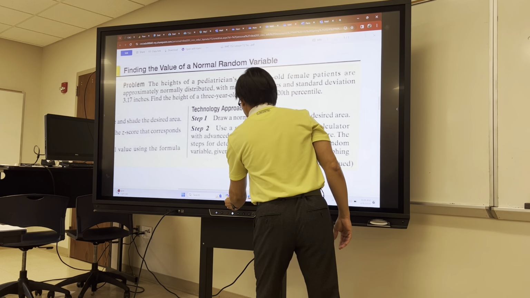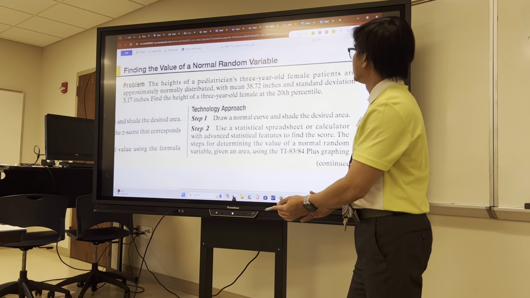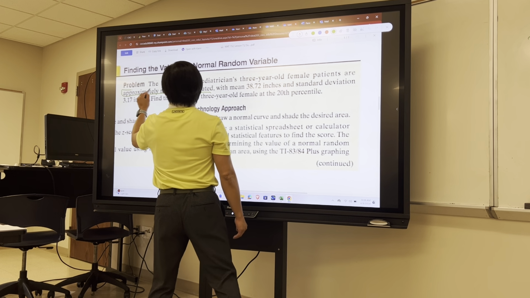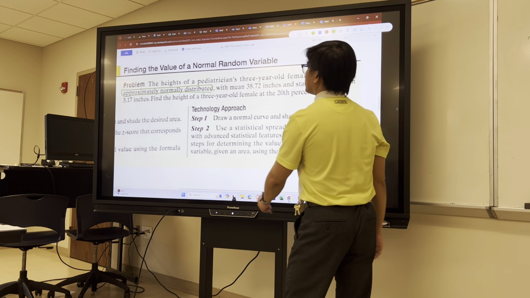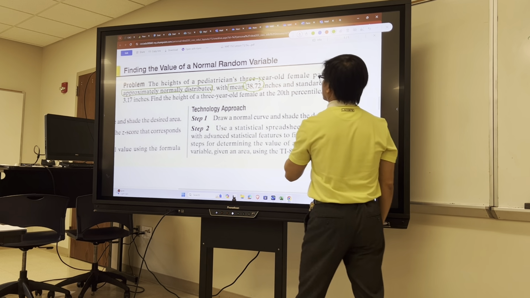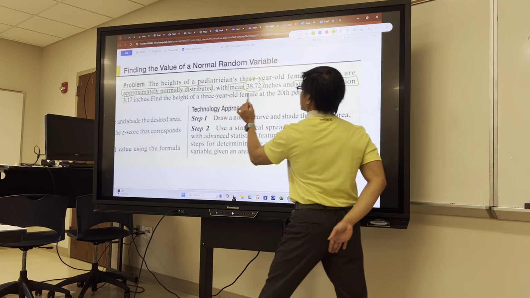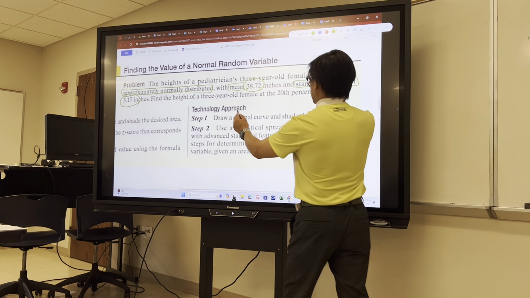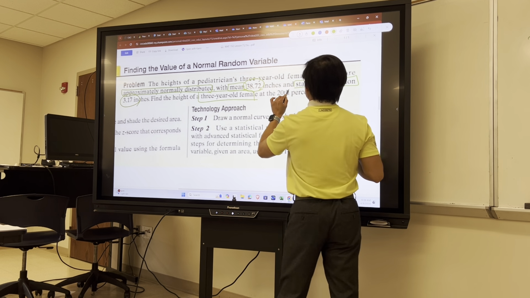No problem. The height of the pediatrician 3-year-old female patients are approximately normally distributed, with mean 38.72 inches and standard deviation of 3.7 inches. Find the height of the 3-year-old female at the 20th percentile.